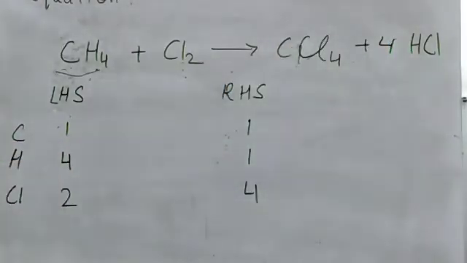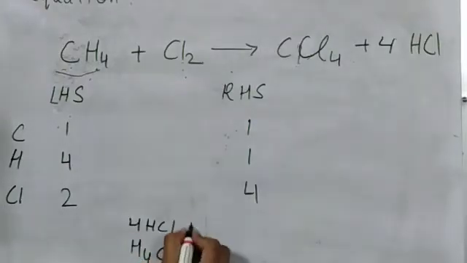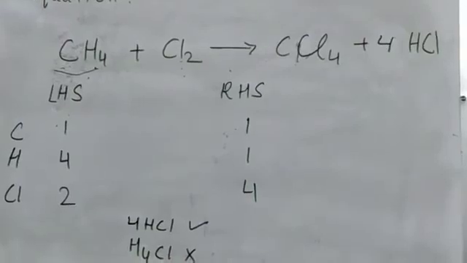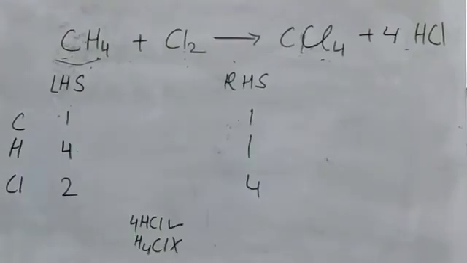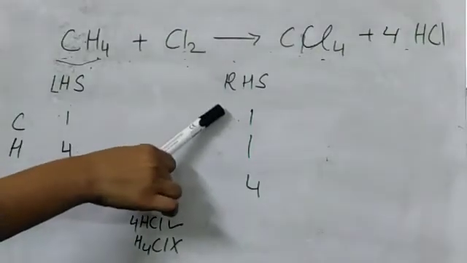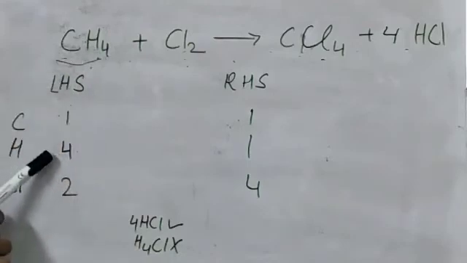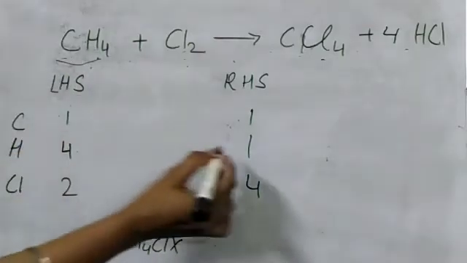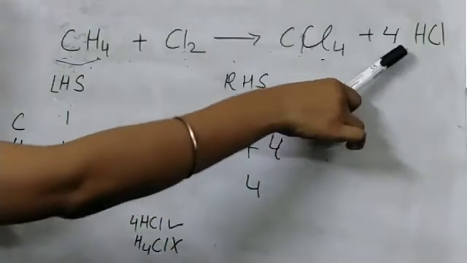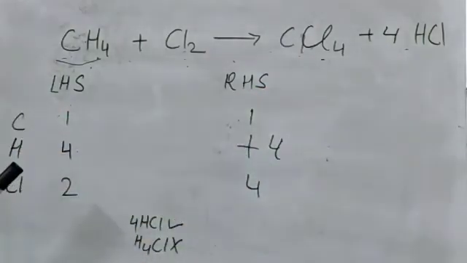Remember, we cannot change the subscript. That is, we can put 4 HCl but not H4Cl. Now count again. There is 1 carbon atom on both sides, 4 hydrogen atoms on the left hand side and 4 hydrogen atoms in HCl on the right hand side. Now hydrogen is also balanced.